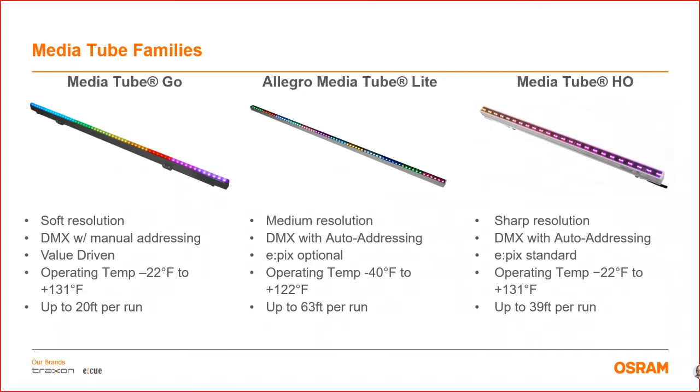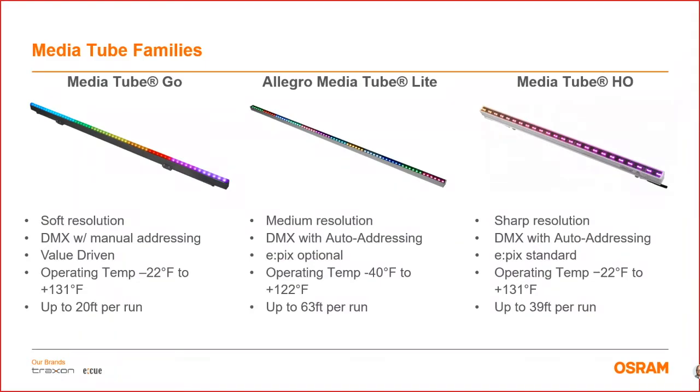You also can only do 20 feet continuous runs per power data feed with the MediaTube Go, whereas Allegro MediaTube Lite has been engineered to be operated with higher power supplies, so we can do up to 63 feet per continuous run, and then MediaTube HO is a little bit restrained by its run length due to its high resolution. So we can go up to 39 feet per run with that. So roughly 20, 60, 40 across the family there.